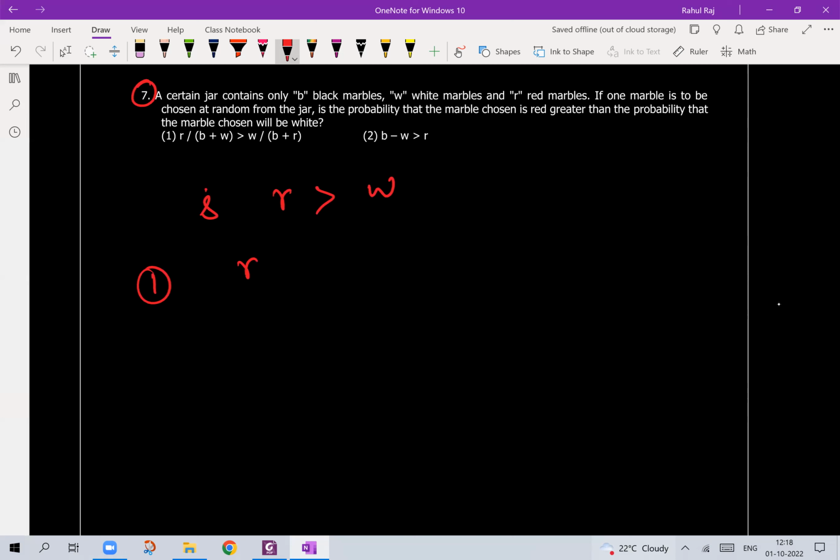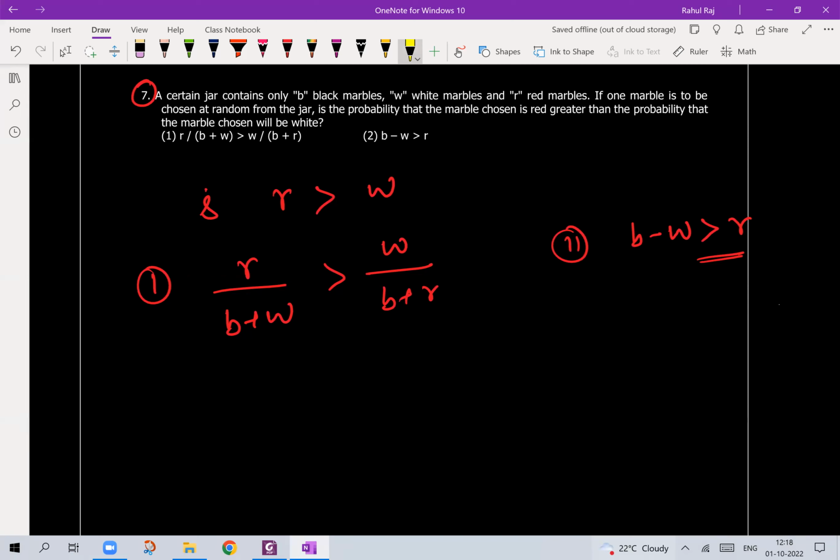Option number 1 says R over B plus W is greater than W over B plus R, and B minus W is greater than R. I have deliberately put these questions over here because there's a bit different way to solve this question, a bit different from what we normally solve. The entire purpose of putting a different type of question is that you should be aware of how to solve it. I don't care whether you get the right or wrong answer, but when you look into the question, do you know exactly how you are going to approach it? That's the reason I've tried my best to keep as many different types of problems, one or two from here and there, so that it's good for you.